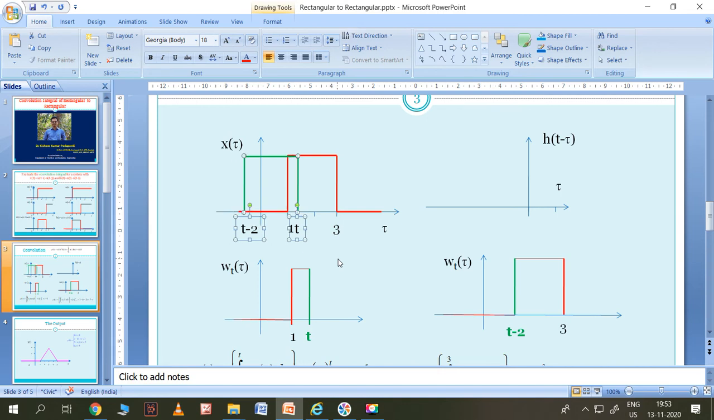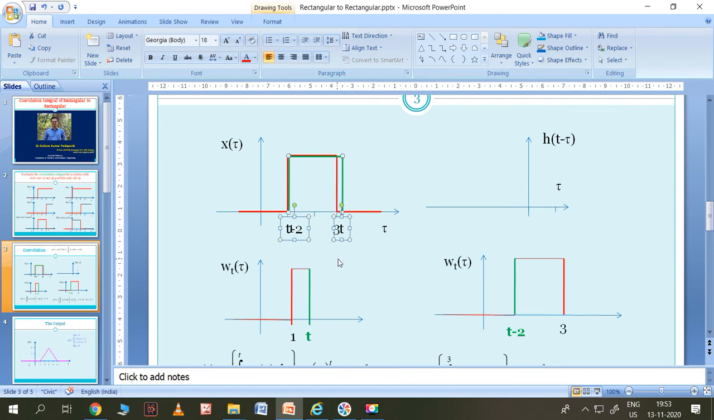For example, say t is at 2. I can say that from 1 to t, or 1 to 2, I have 1 into 1, which will be 1. Actually, this is not 2, this is t. From 1 to t, here also I am getting a non-zero value. So for t greater than 1, I am getting non-zero values from 1 to t. Please kindly see, I am getting a non-zero value from 1 to t, until t is equal to 3.